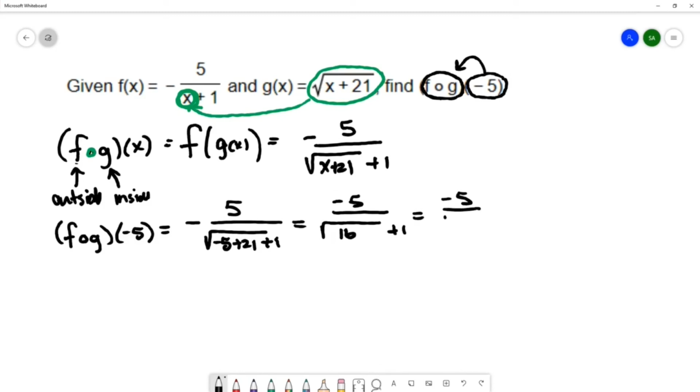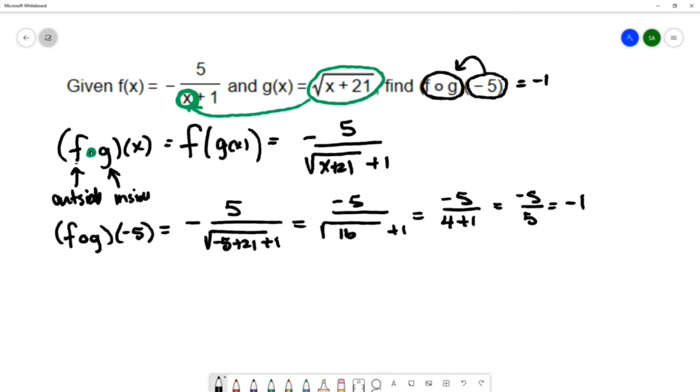Square root of 16 is 4. 4 plus 1 is 5, and negative 5 over 5 is negative 1. So we were able to calculate f composed with g of negative 5 to be negative 1.